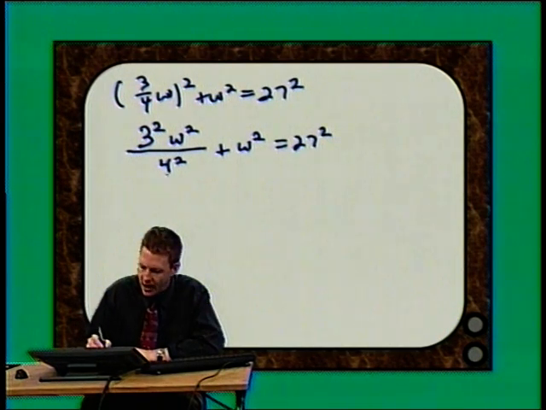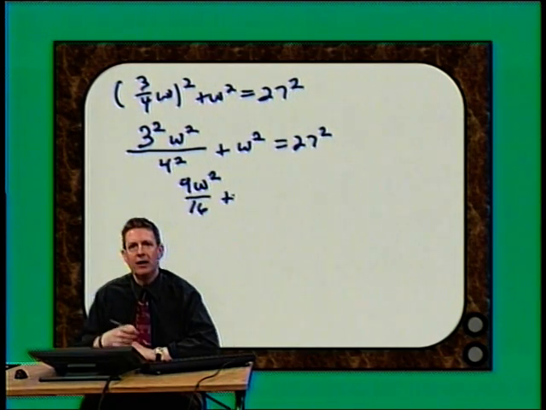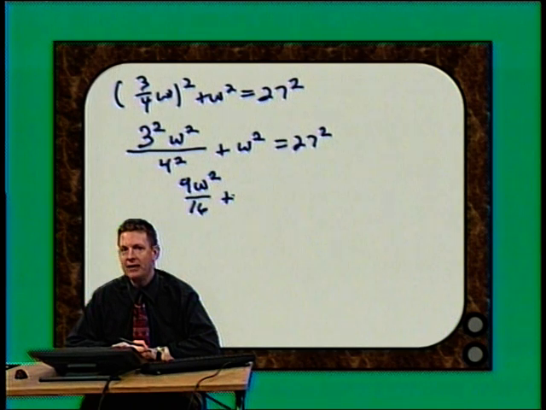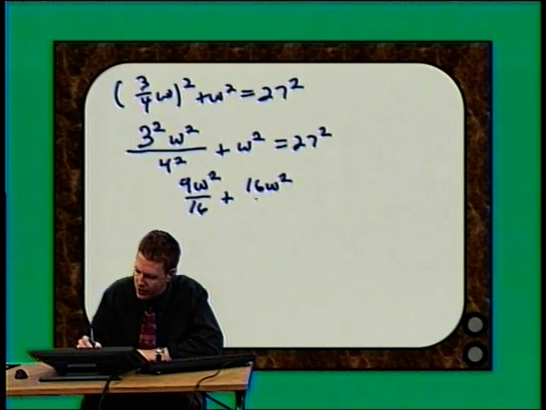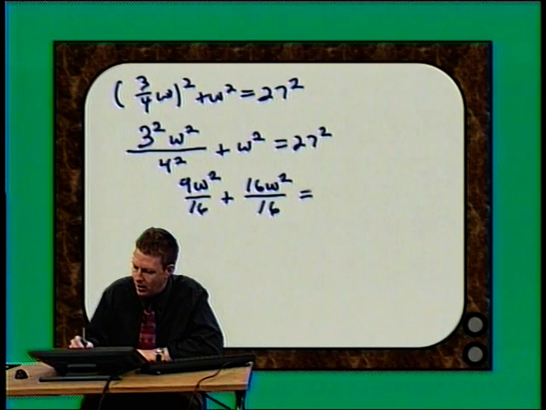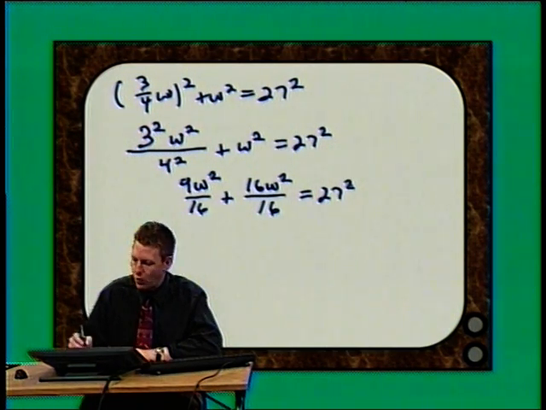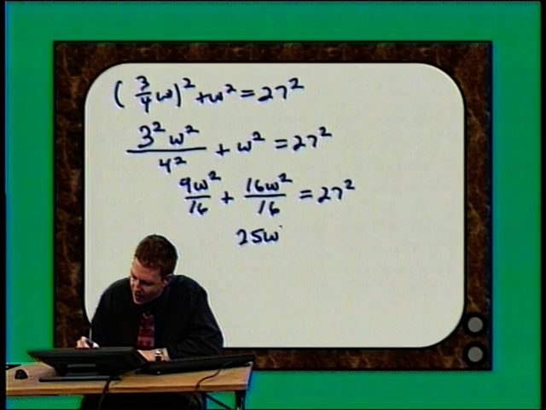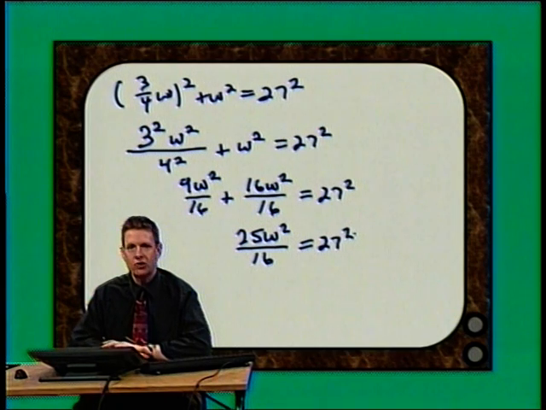So 3 squared is 9, 4 squared is 16, so I have 9w squared over 16 plus, thinking ahead, I know I'm going to want to combine these terms on the left, so I'm going to write w squared with a denominator of 16, and that would be 16w squared over 16. All this equals 27 squared. So combining my terms on the left, 9 plus 16 is 25, so I have 25w squared over 16 equals 27 squared.